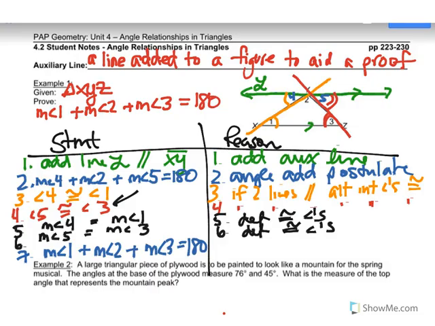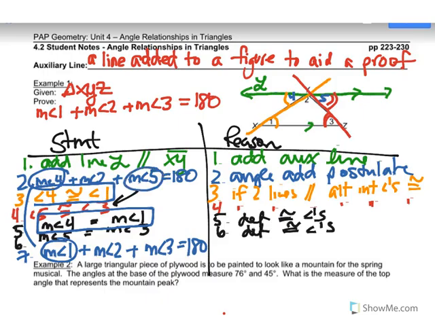We can see here that 4 is congruent to 1, and therefore the measure of 4 is equal to the measure of 1. So I took this 4 out and I substituted it with 1. And then the measure of angle 5 is equal to the measure of angle 3, so I took this 5 out and substituted it here. So we use the substitution property of equality. And there we go.